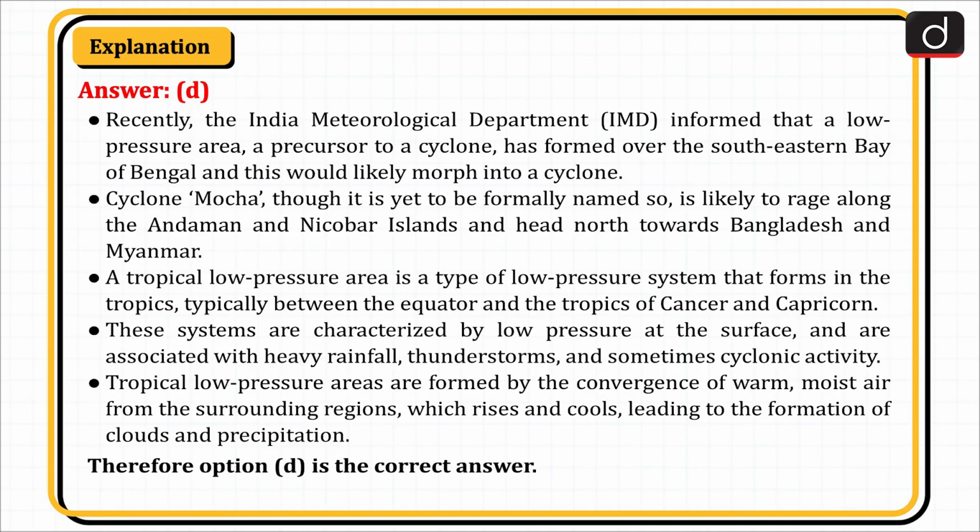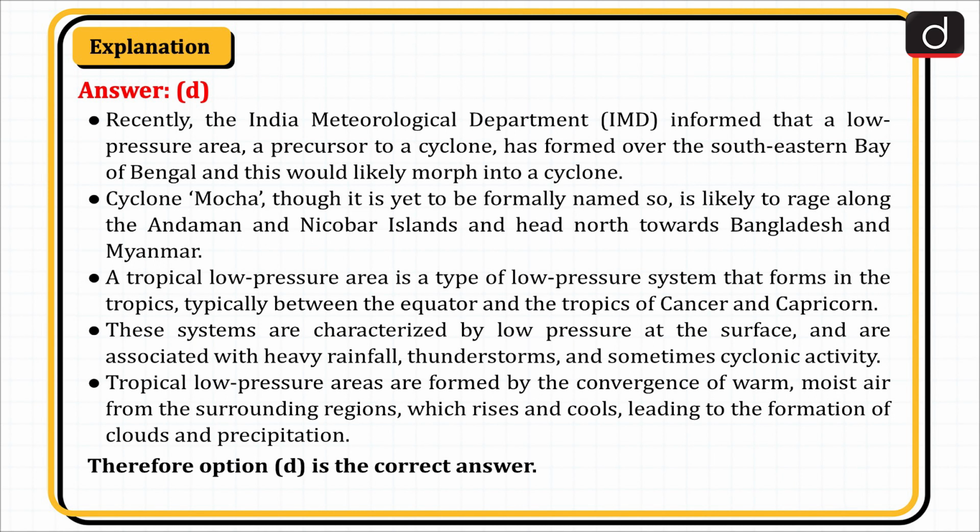Recently, the India Meteorological Department informed a low-pressure area, a precursor to a cyclone, has formed over the southeastern Bay of Bengal, and this would likely morph into a cyclone. Cyclone Mokha, though it is yet to be formally named so, is likely to rage along the Andaman and Nicobar Islands and head north towards Bangladesh and Myanmar.